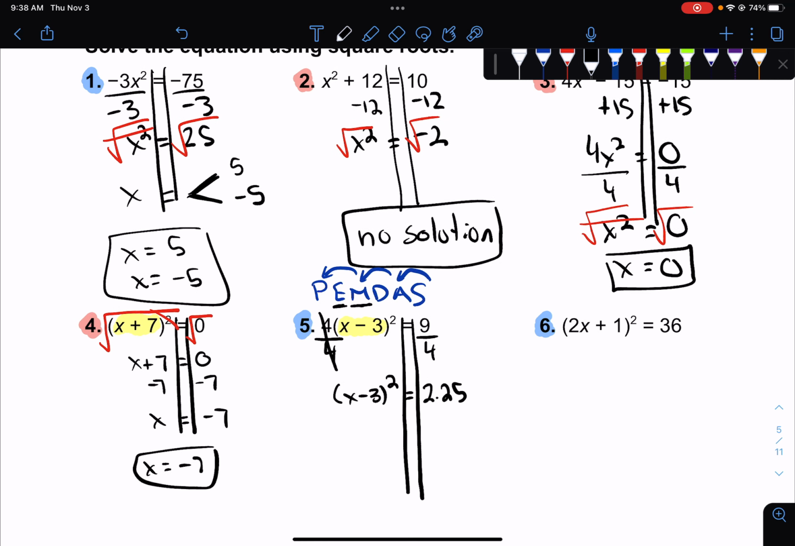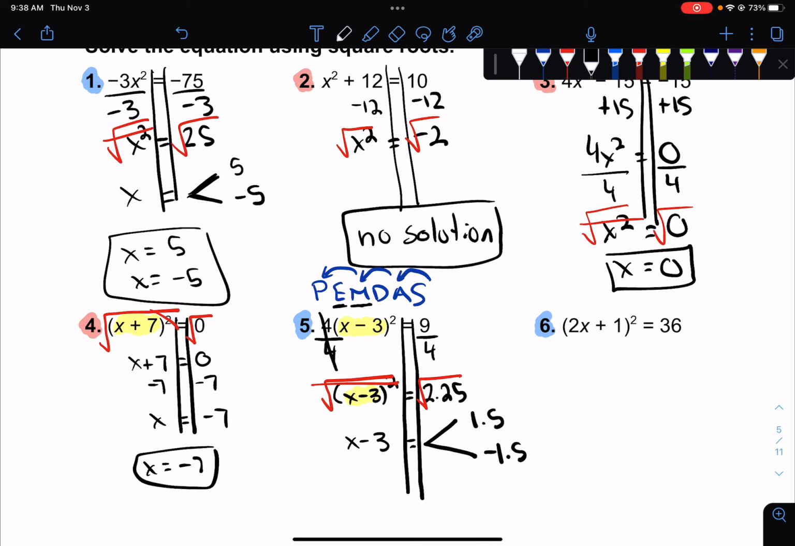All right, I still can't touch this because there's a square on the outside. So let's square root both sides. That goes away, and I'm left with x minus 3 on the left-hand side. But on the right-hand side, I took the square root of a positive number. I took the square root of 2.25, which means I'm going to get two different answers. I'm going to get 1.5, and I'm also going to get negative 1.5.